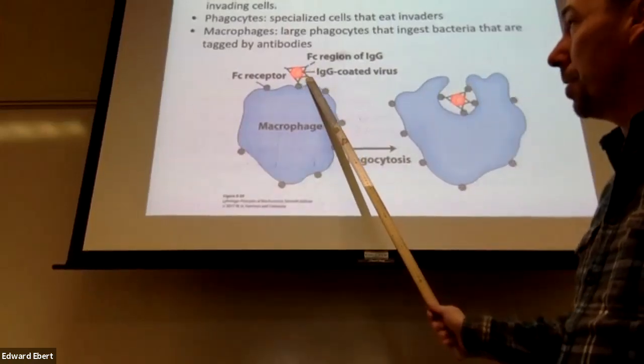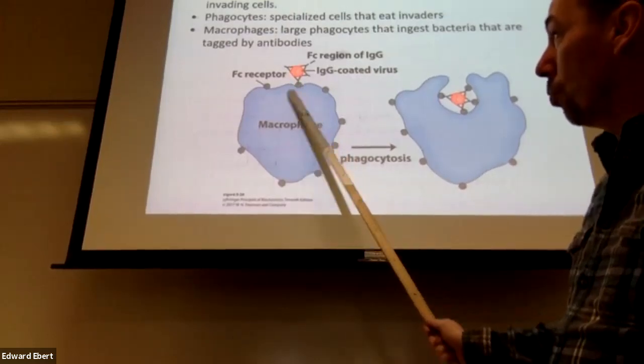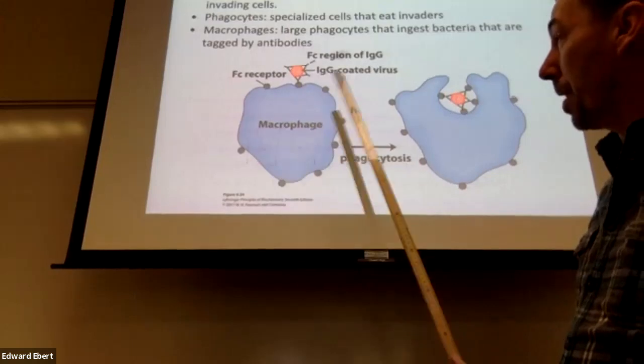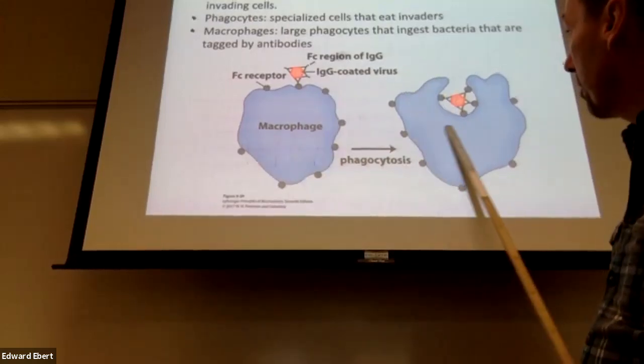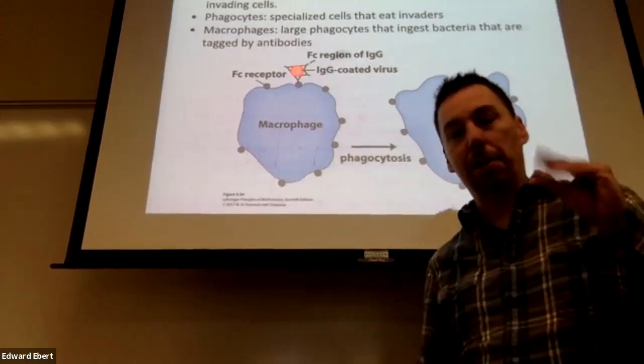So the antibodies bind to it. And then the other end of the antibodies will bind to receptors on the macrophages, which will induce the macrophage to endocytose, bring it inside, and basically chew it up.